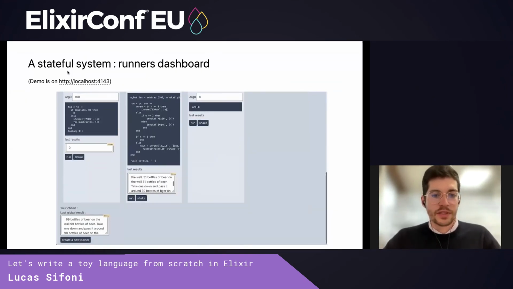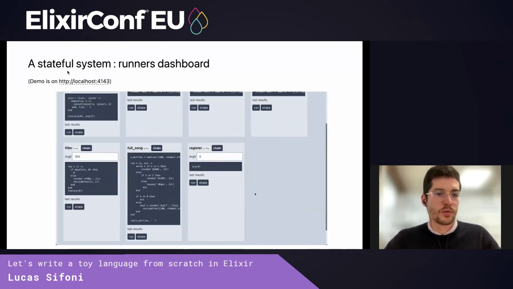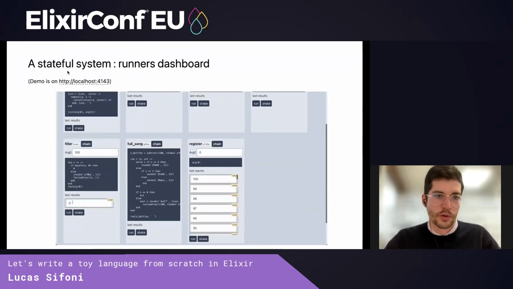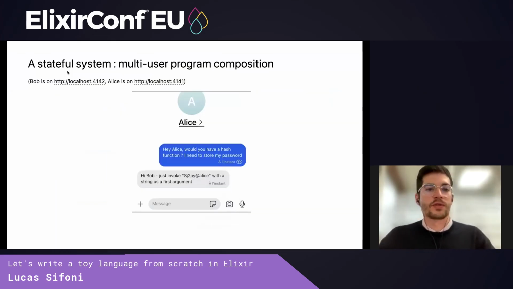The next thing I thought is that programs didn't need to be on the same computer or node. So I started to experiment with multi-user program composition, and there's a fictional conversation between Alice and Bob. Bob needs a hash function, and Alice tells him, okay, just invoke sj2py at my node with a string as the first argument.